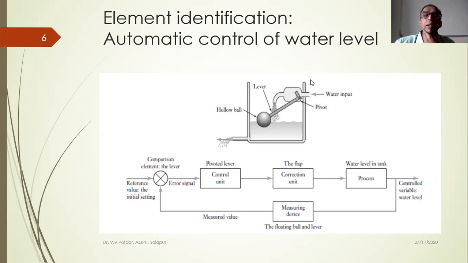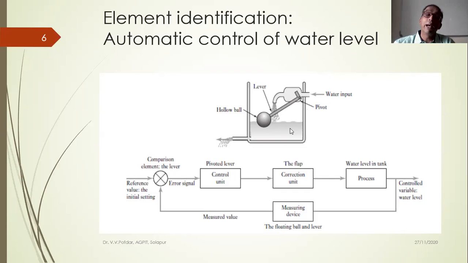Now in this level control system, let us try to identify what are the functional elements of a closed loop control system. Now, why is this a closed loop control system? Because in this case, my controlled variable is liquid level. Why am I calling it closed loop? As the liquid level falls, that will be sensed, and accordingly the corrective action would be taken.